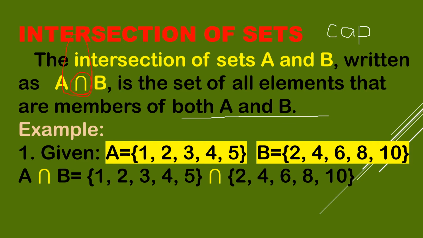Meron bang 1? Are they common? No. What about 2? Yes. 2, pareho silang may 2. What about 3? So walang 3 si B. What about 4? Okay, may 4. May 4 din si B. Meron pa bang magkapareho? Wala na. So the elements that are common to both sets A and B are 2 and 4. Therefore, the intersection of two sets are 2 and 4. Nakuha?